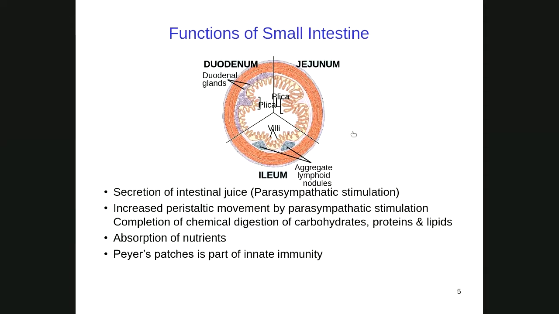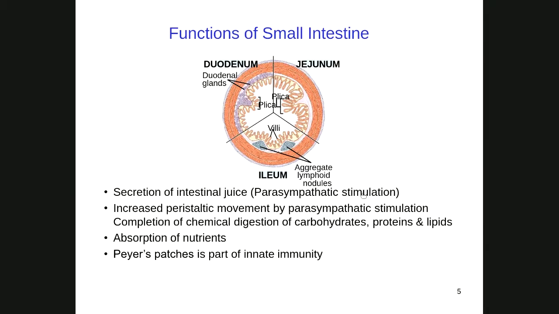So here, this is the section through the small intestine, and the functions are listed. Mainly the function is secretion of intestinal juice, which is important for continuing digestion. That is under parasympathetic stimulation. By the way, most of the gastric functions are controlled through the parasympathetic system. The sympathetic stimulation will inhibit motility and digestion of the gastrointestinal system. So most of these functions are parasympathetic reflex functions.